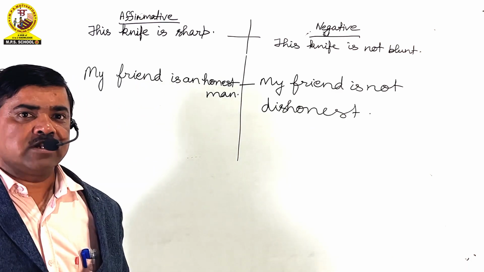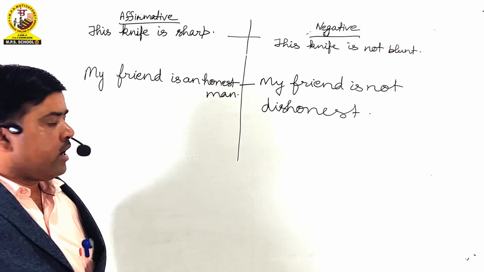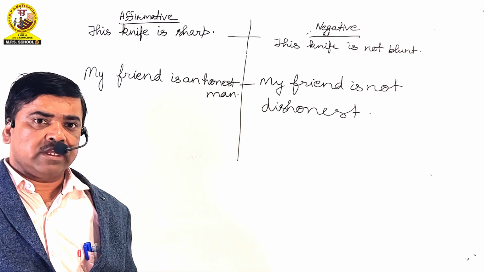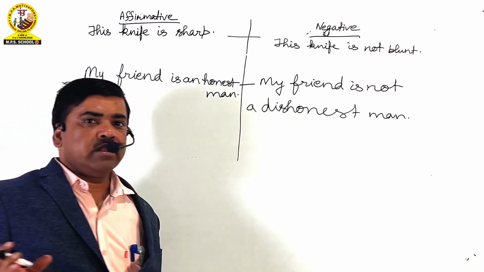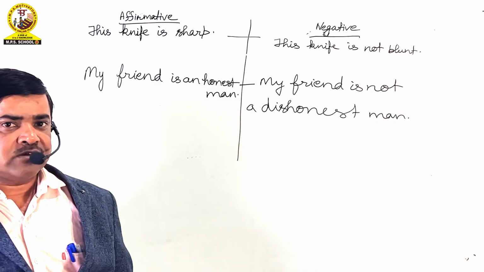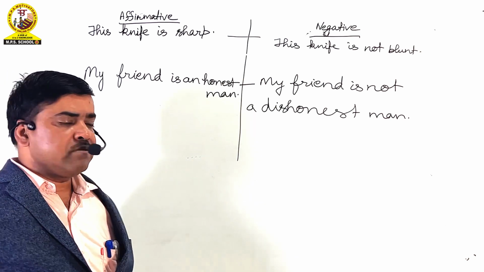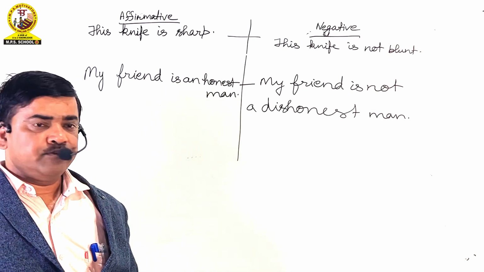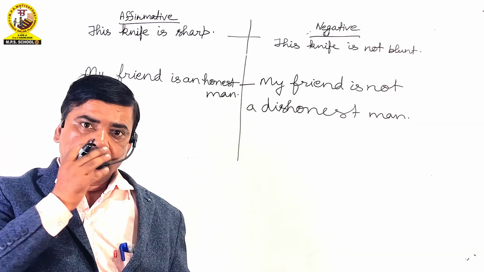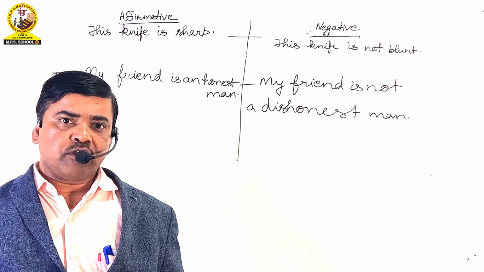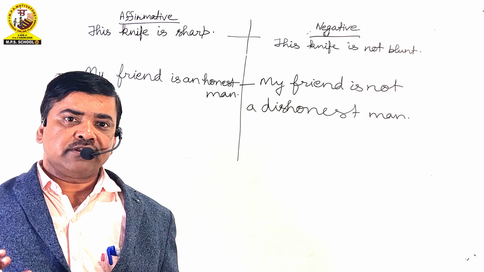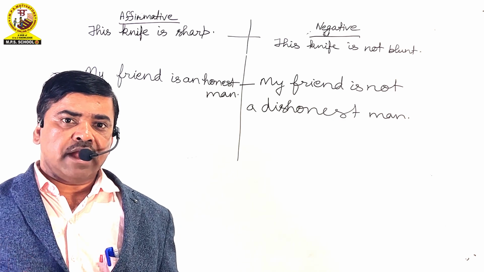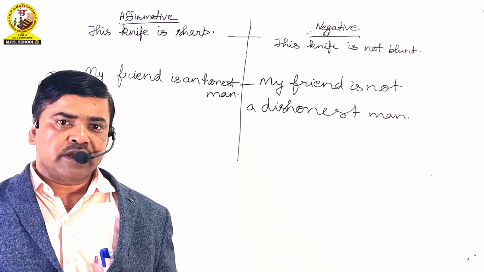Friends, our next example is my friend is an honest man. मेरा दोस्त एक ईमानदार आदमी है. And its transformation is my friend is not a dishonest man. यानी मेरा दोस्त एक बेईमान आदमी नहीं है. And friends, with this first rule of transformation of affirmative sentences into negative sentences and negative sentences into affirmative sentences and a few examples based on this rule, I would like to end this session.